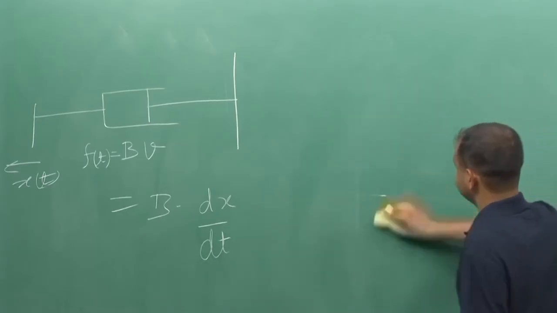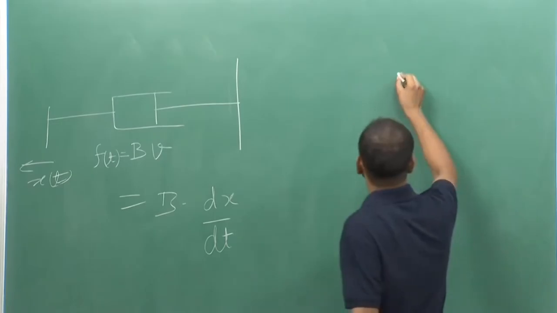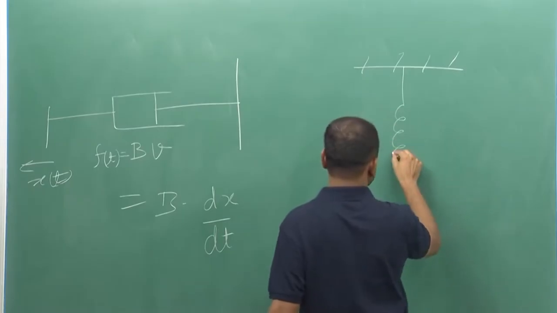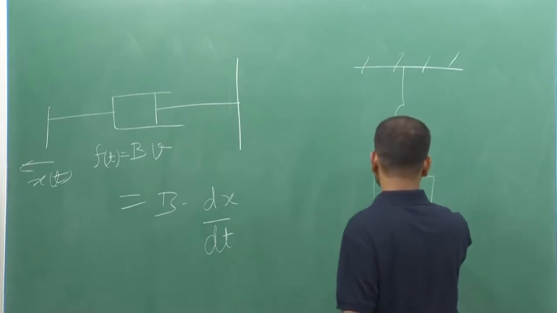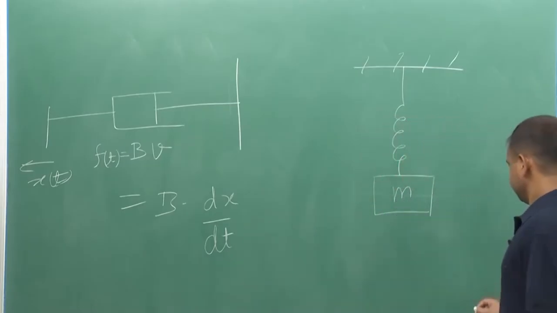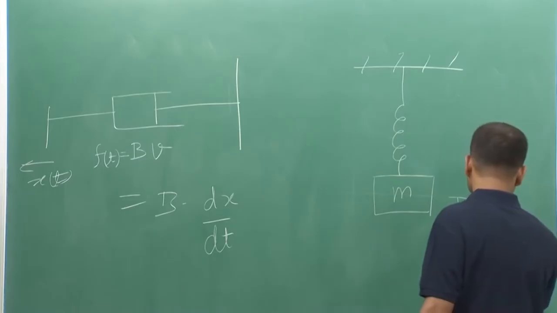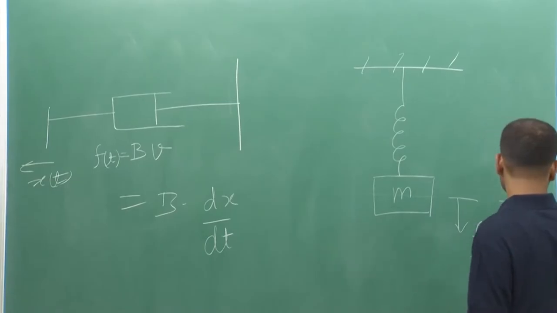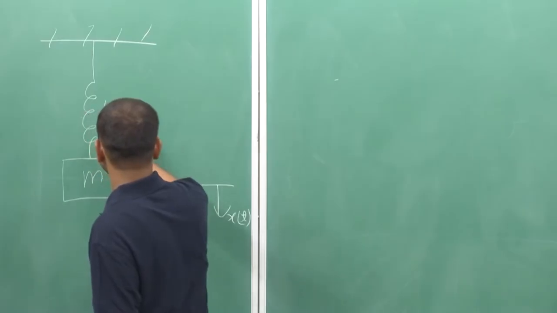Now let us have a look at the spring mass and damper system. Suppose we have a spring, and this is attached to a mass M. We apply a force here, F of t. The displacement is x of t, and the spring constant of this spring is k.